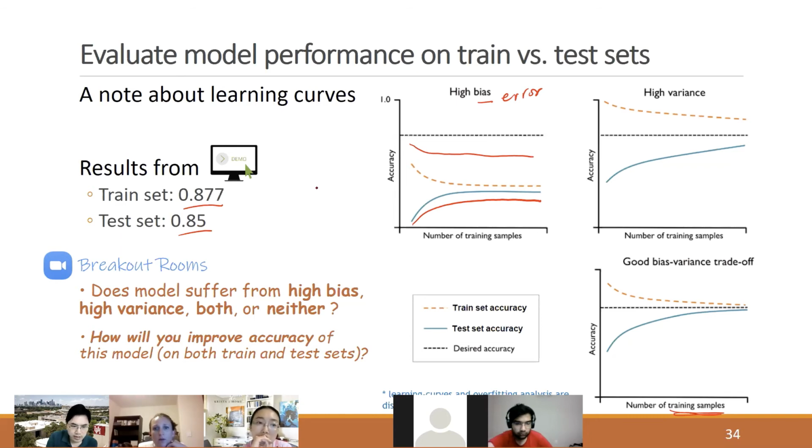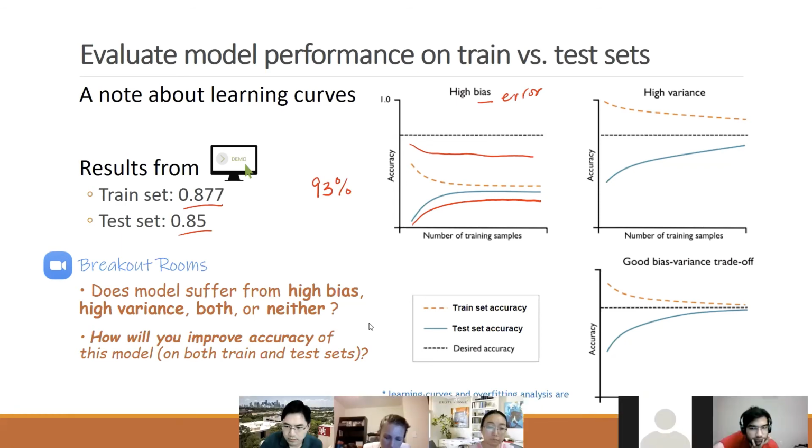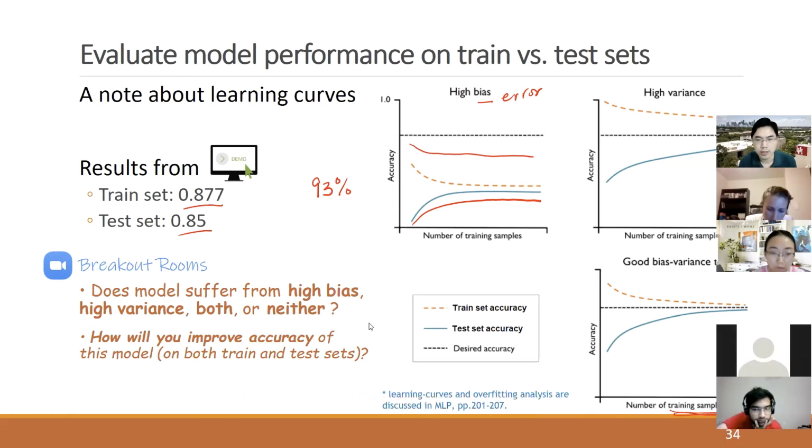I tell you the truth, this is rare, you don't really know this in real life, but for this data set, I know the truth. The truth is the model could achieve 93% accuracy. So which scenario are we? Is there high bias, or is there high variance, or is there none of these?